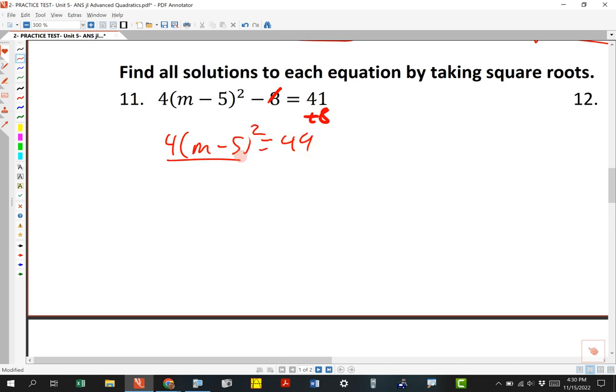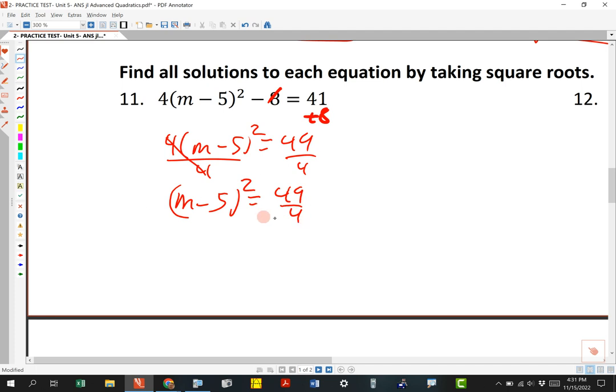And then I'm going to continue isolating this perfect square. I'm going to divide by 4. I find that much easier. We don't often have a perfect square as a coefficient in front, so we normally would get rid of that. So this is going to be m minus 5 quantity squared, and then I'd have a 49 over 4.